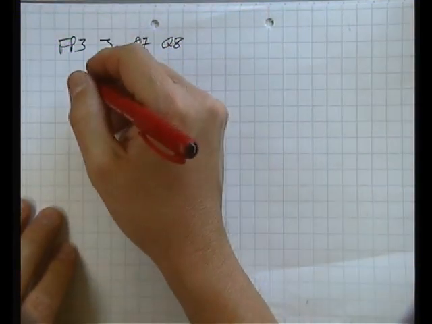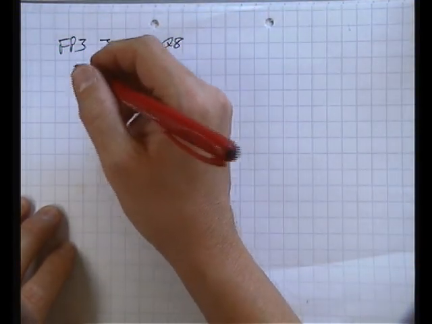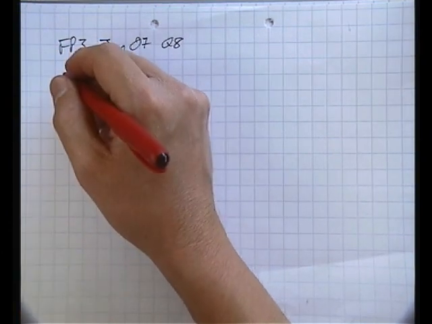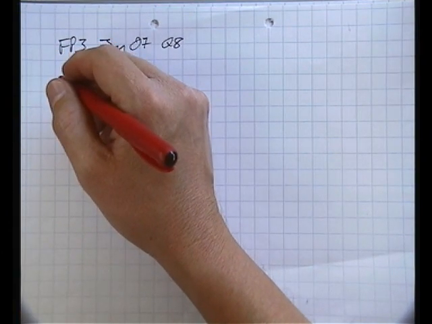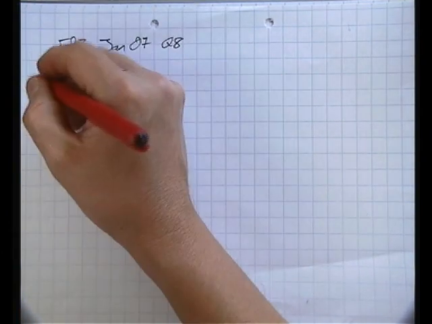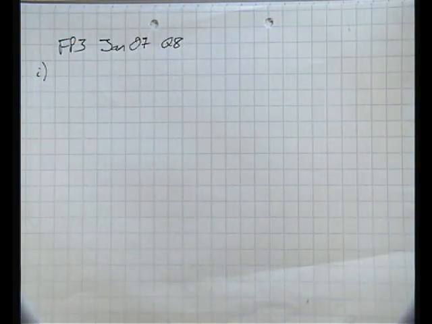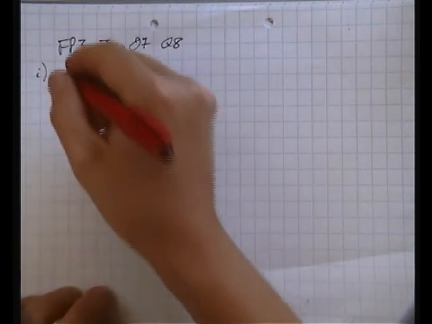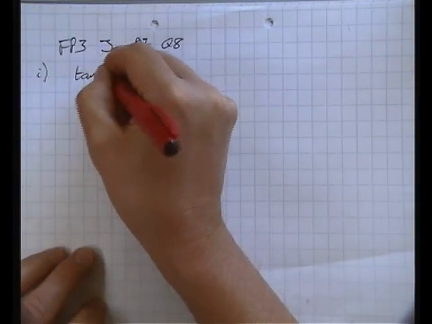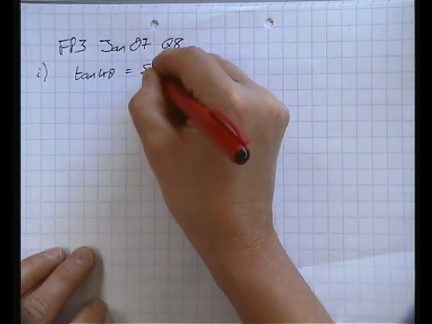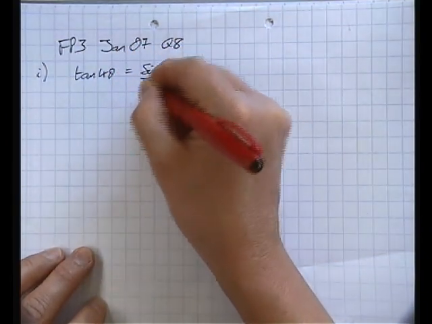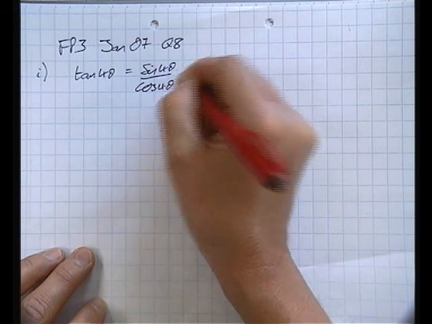This is a video of OCR FP3 January 2007 question 8. It's a de Moivre's theorem question, and part 1 asks us: use de Moivre's theorem to find an expression for tan 4 theta in terms of tan theta. So tan 4 theta we can write as sine 4 theta divided by cos 4 theta.